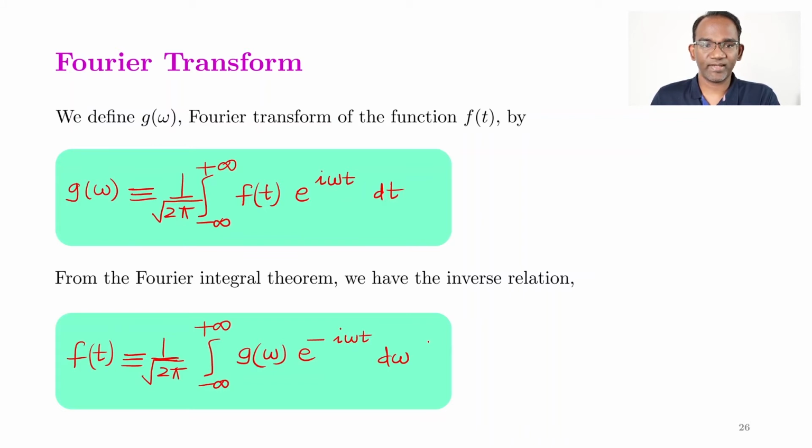So these equations are the Fourier transform and the inverse transform. The Fourier transform is a transformation from the t space to the omega space, whereas the inverse relation is a transformation from the omega space to the t space. Now let us try to see how to write this equation in three dimensions.